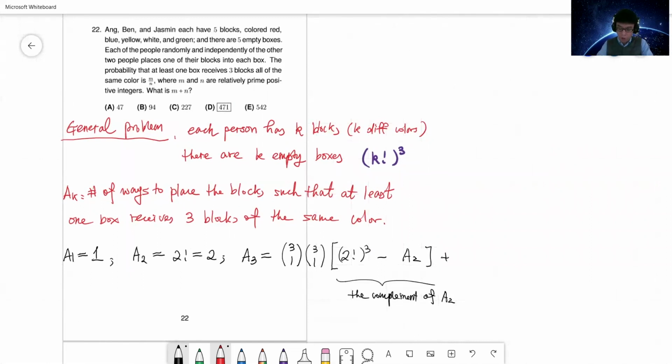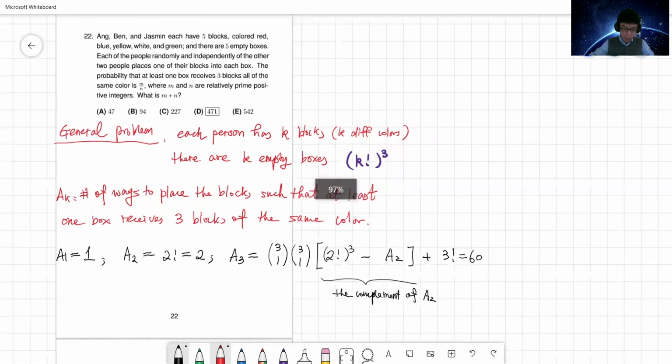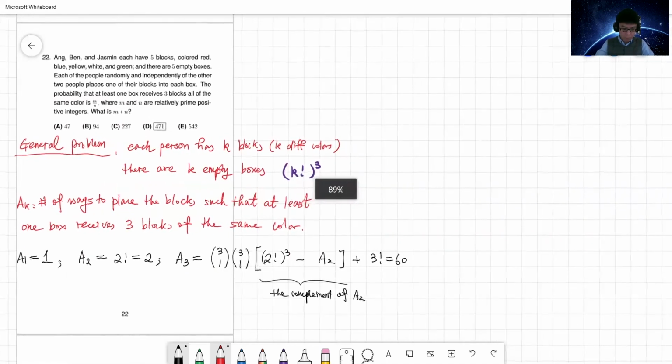We could also have 2 boxes of the same color, which corresponds to 3 boxes of the same color. That's a permutation of 3 colors, 3 factorial. So A3 we can calculate to be 60. A3 depends on A2 in this way, and is 60, because we already have A2 equals 2. And next, we can consider A4.